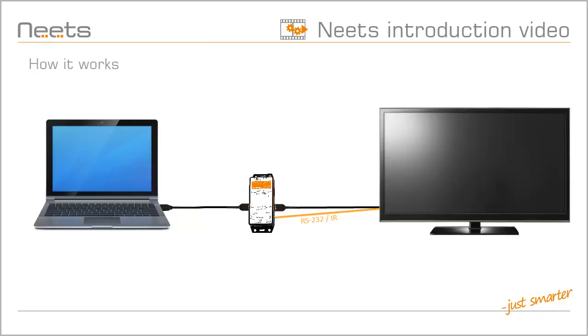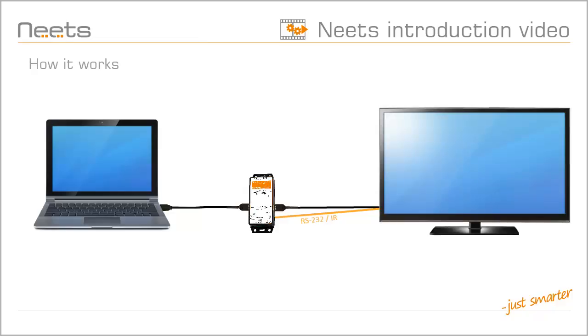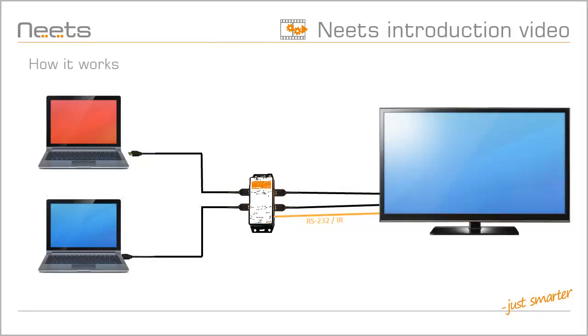QueBec will then detect the signal, power on your system, and set the correct source. If you need a second source to your system, that can easily be added. The QueBec will detect the new signal. It will prioritize the signal and tell the display to switch to this source.